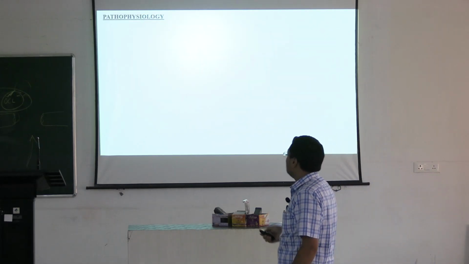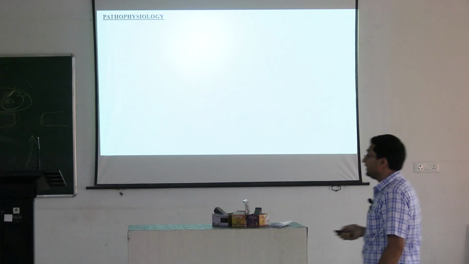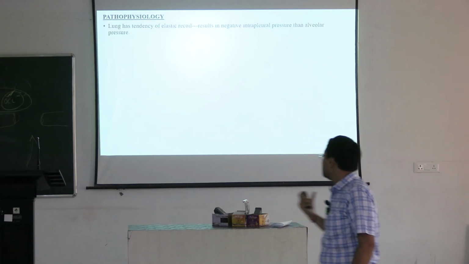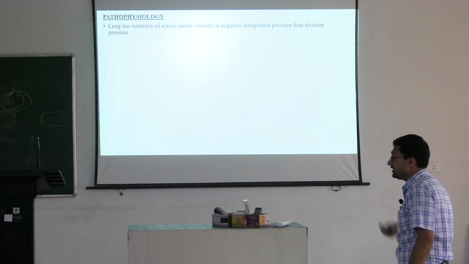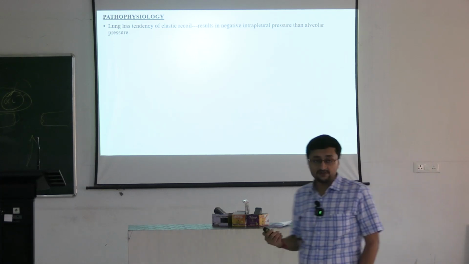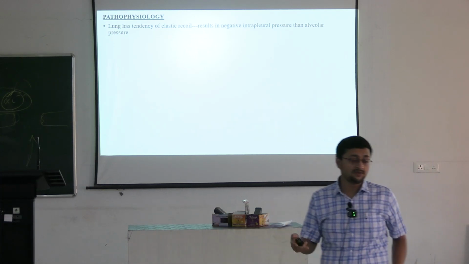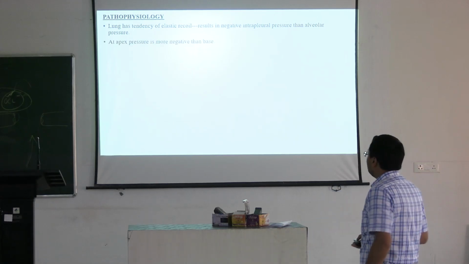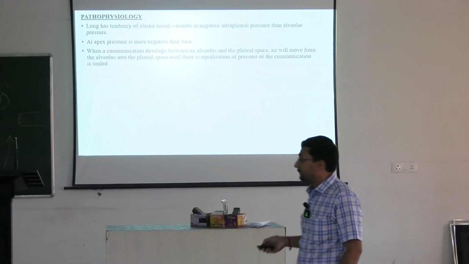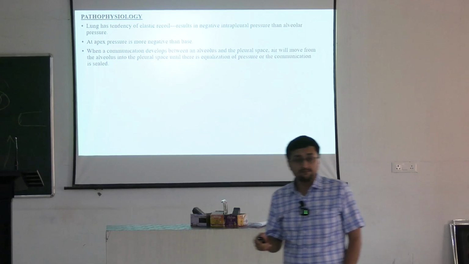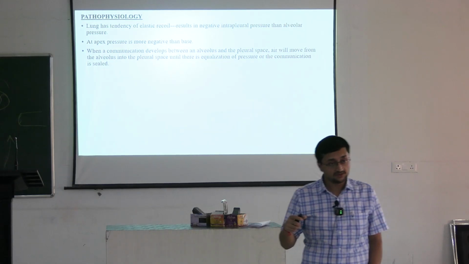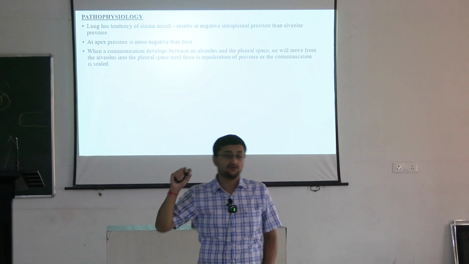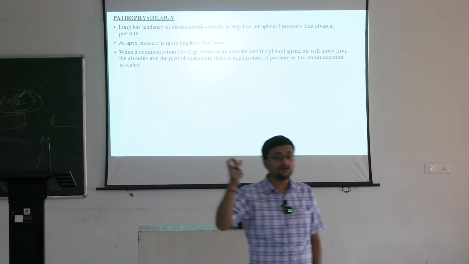So, what is the pathophysiology? I have already mentioned that the lung has the tendency of elastic recoil resulting in negative intrapleural pressure. So, in a normal environment there will be no air inside the pleural space. But definitely at the apex the pressure is more negative than at the base. Okay? That is why in the apex there is more chance of pneumothorax because the pressure is more negative.